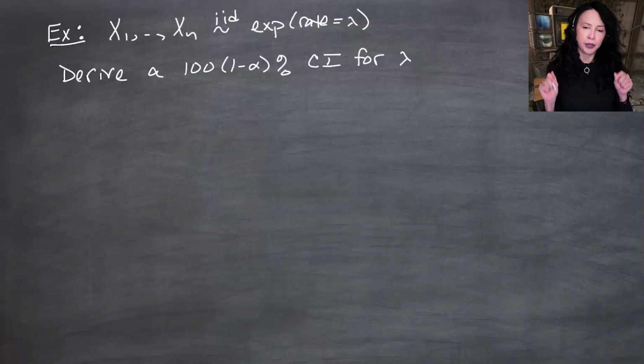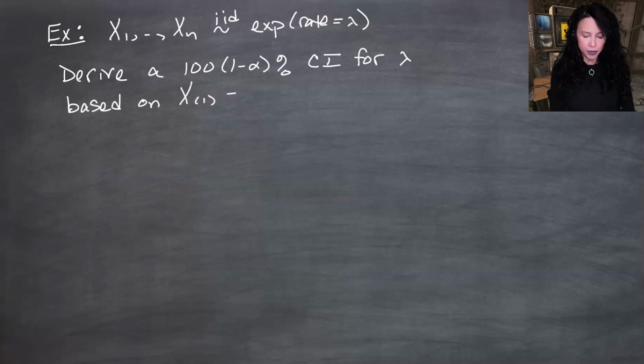Now, normally I'd put a period right there. That's the end of the problem statement. But because we're just getting started, I do want to help you out to get going with each problem. So I'm going to give you a statistic to start with for now. I'm going to say based on the minimum value in the sample, which is strange.